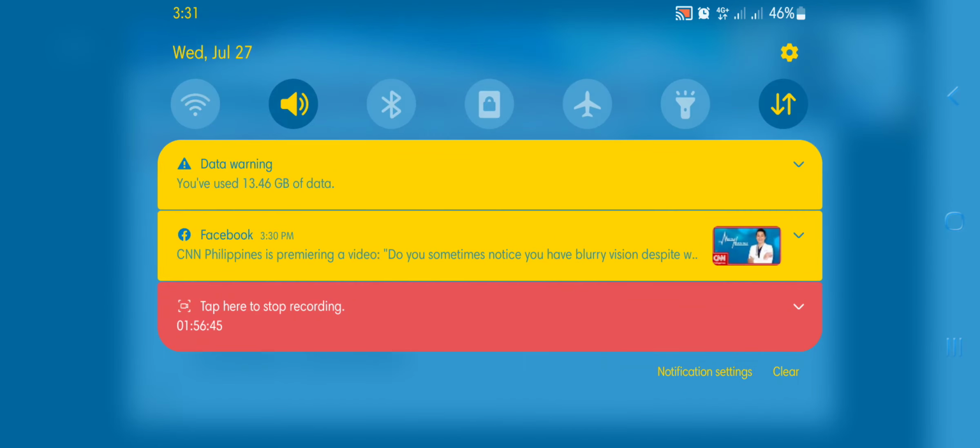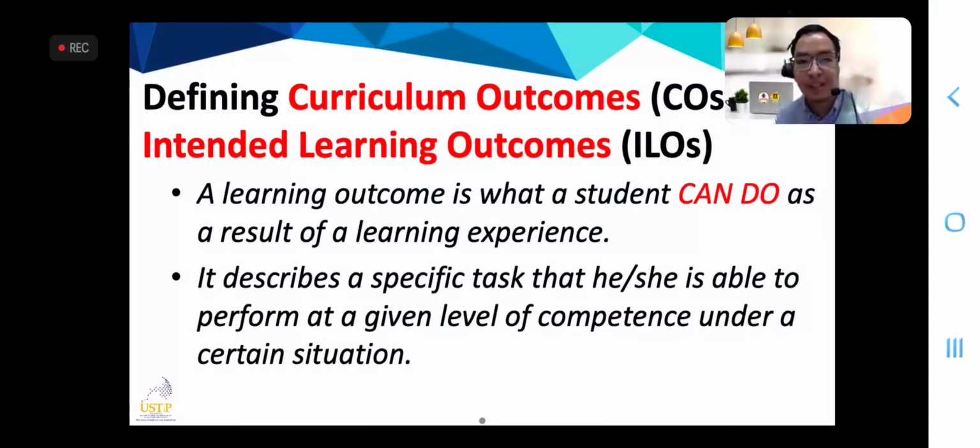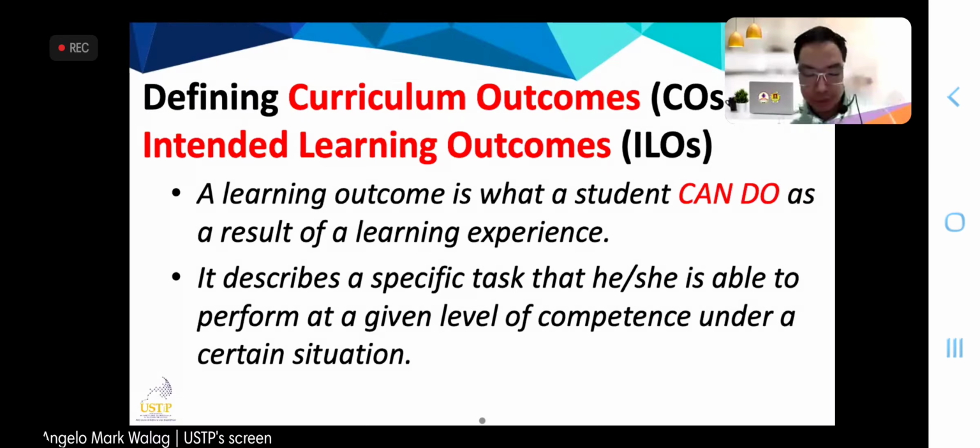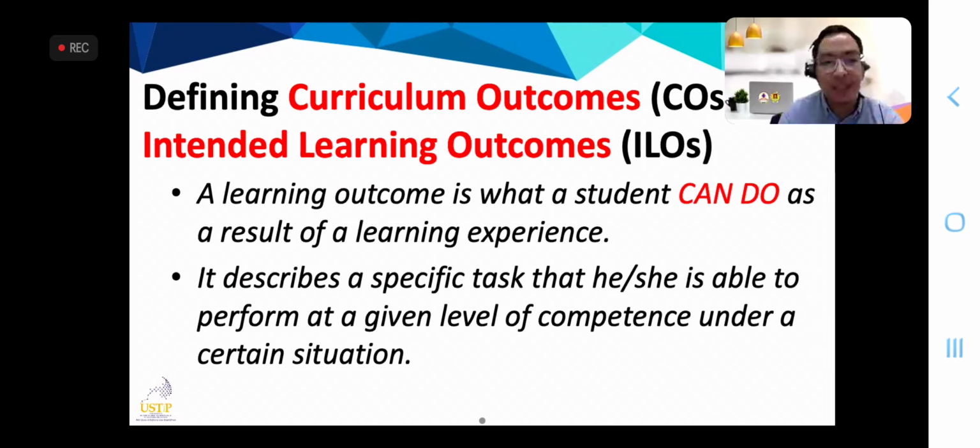So a course outcome is what you want students to demonstrate at the end of the semester. Only one. Like as I mentioned earlier, methods of research. What is my course outcome there? My course outcome or curriculum outcome is for the students to be able to write a comprehensive thesis proposal. What are the intended learning outcomes? The intended learning outcomes are the smaller chunks of your course outcome that will help students to perform the course outcome.